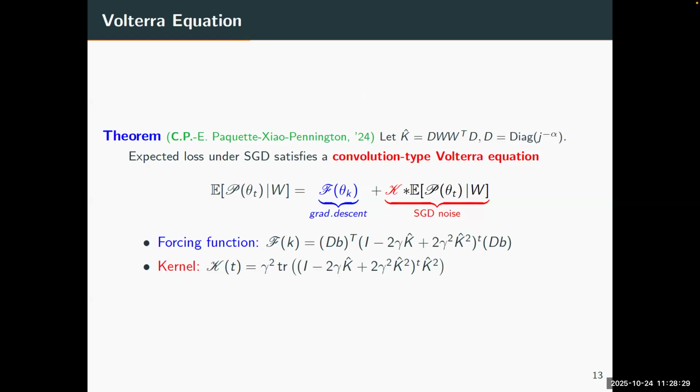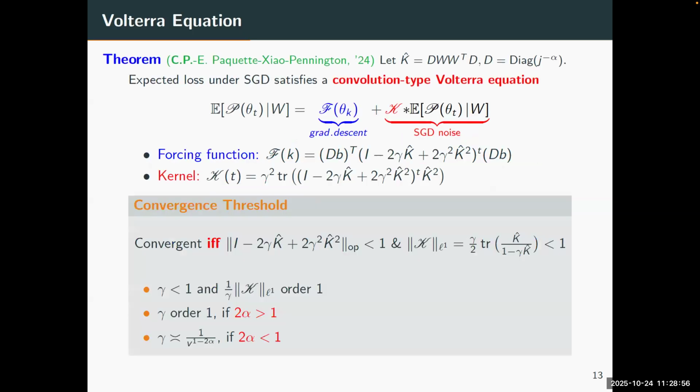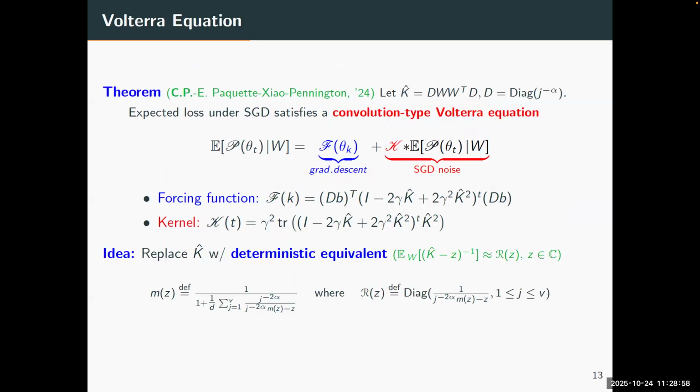This is where this K hat comes in. You can show that the expected loss under SGD, under that model, follows the Volterra equation, provided that you condition on W. The Volterra equation is just a function of your forcing, which is your gradient descent, and your kernel, which is the effect of SGD noise on the loss itself. If you look really carefully, it all involves this K hat, which means it always just involves the eigenvalues of K hat. I'll skip this thing here.